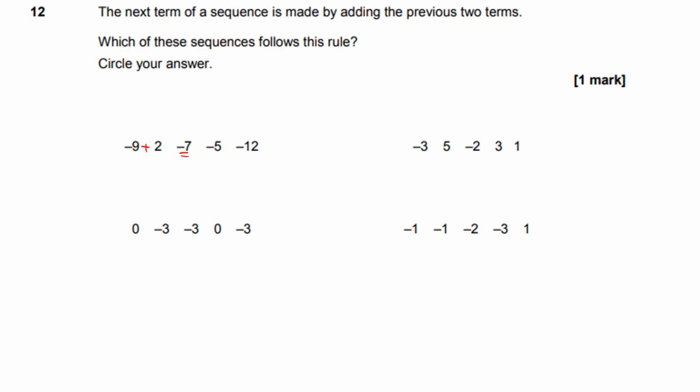Negative 7 plus the 2 is going to give you negative 5. That is correct. Negative 5 plus negative 7 is going to give you negative 12. That is correct. So that's fine. That is the answer then, so I don't have to do the rest. And here is how I get full marks from this question.